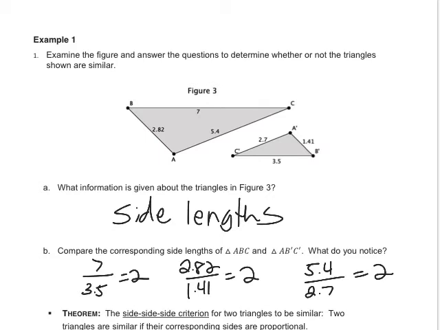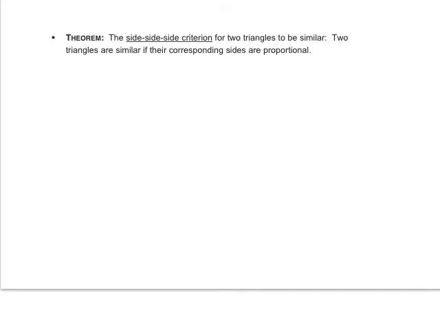And that's going to lead to our final similarity criterion, which is this: the side-side-side criterion for 2 triangles to be similar. 2 triangles are similar if their corresponding sides are proportional. So all 3 pairs of corresponding sides have to have the same proportion. So you have to check all 3 pairs. And if they are, then you have side-side-side similarity.